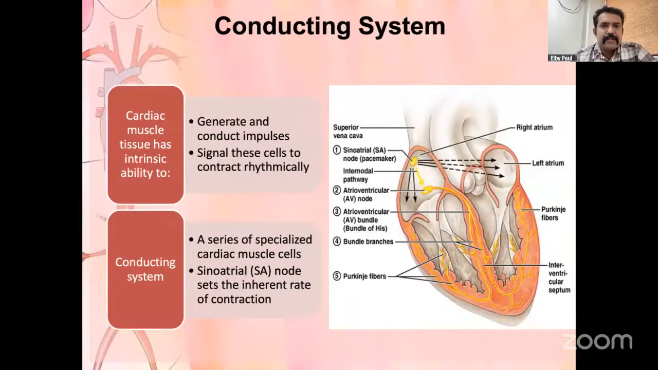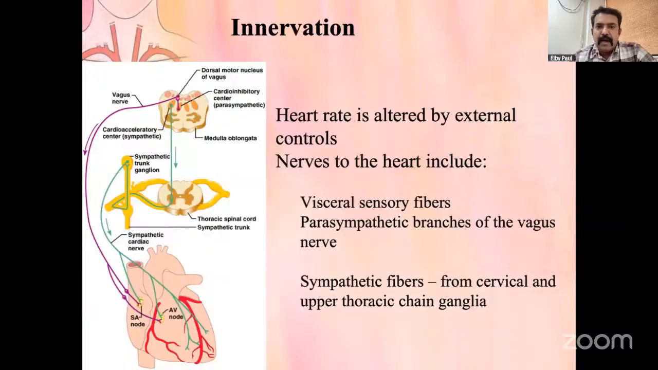Again, coming to the conductive system of the heart, cardiac muscle tissues have an interesting ability to generate and conduct impulses that signal these cells to contract rhythmically. The conducting system is a series of specialized cardiac muscle cells. The sinoatrial node, SA node, sets an inherent rate of contractions. It is the pacemaker of the heart. Again, the heart rate is altered by some external controls.